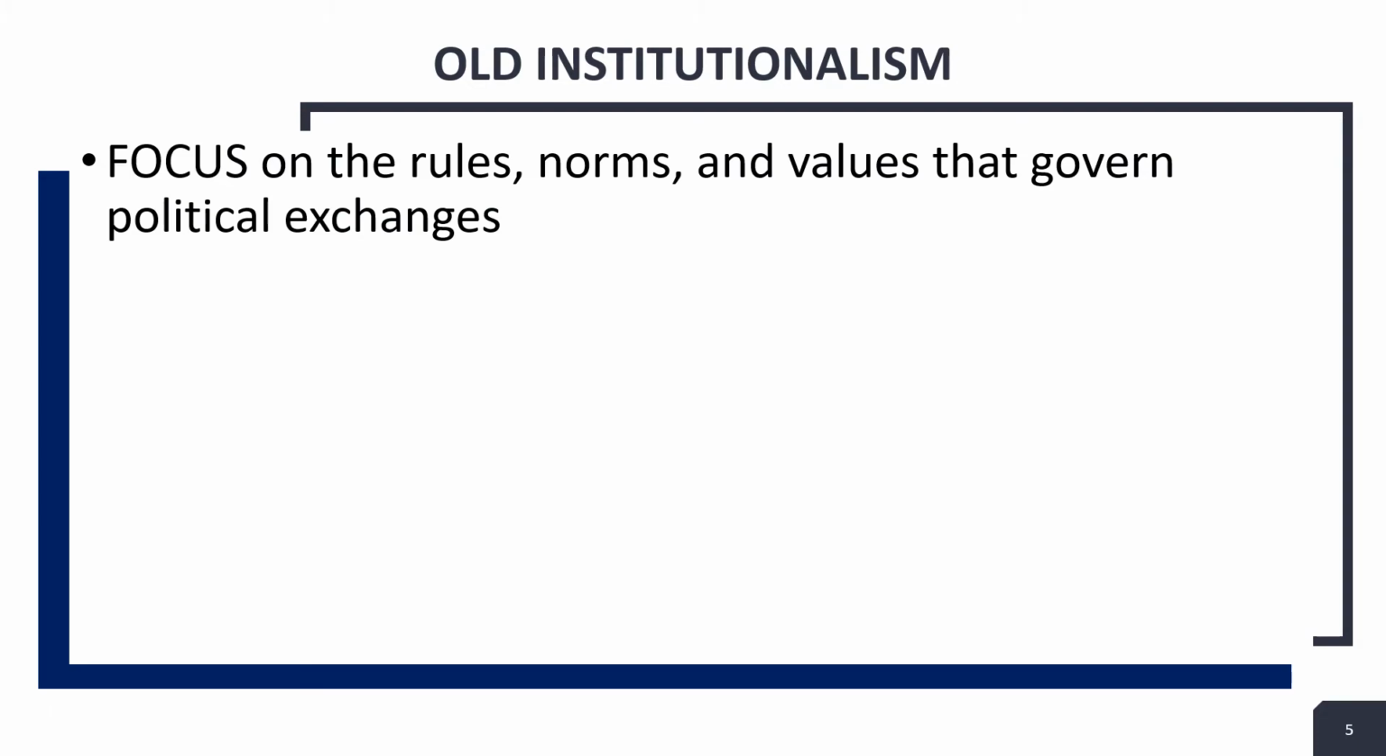First is the focus on the rules, norms, and values that govern political exchanges. In the study of constitutions and governments, old institutionalism locates politics only in the government. Thus, interactions in this realm are the only concern of old institutionalism. It is focused on rules, such as the Constitution and laws. It is also highly normative, as it is concerned about order and the characteristics of the good: the good government or a good constitution.